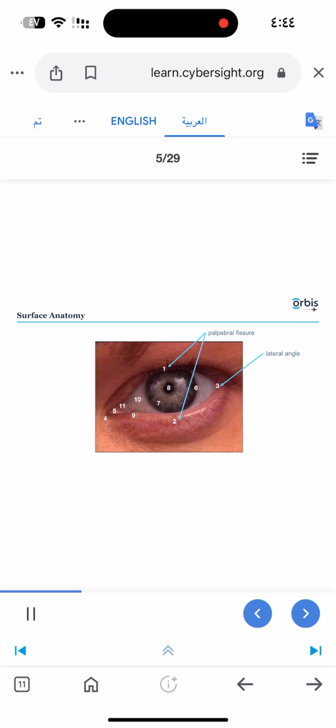3 is the lateral angle of the eye. 4 is the medial angle of the eye. 5 is the lacrimal caruncle, and this is a key landmark for the medial component of peribulbar blocks that will be discussed in a later module.